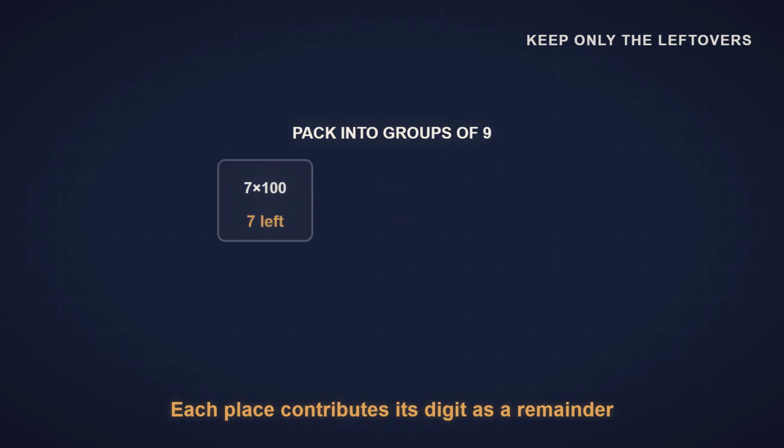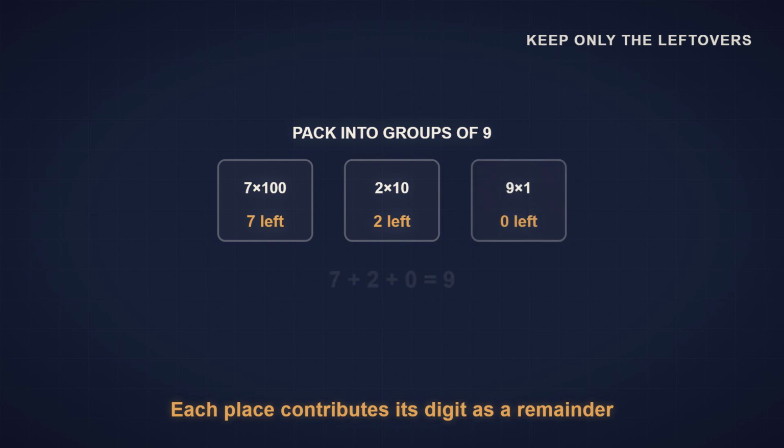10 objects make 1 complete group with 1 left. 1 object is already the leftover. Replace every 100 block and 10 block by only its remainder tile. 7 hundreds leave 7 tiles, 2 tens leave 2, and 9 ones form a complete group. The surviving tiles count the digit sum modulo 9.